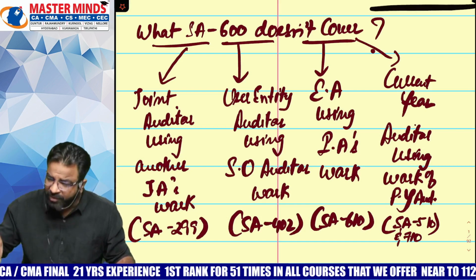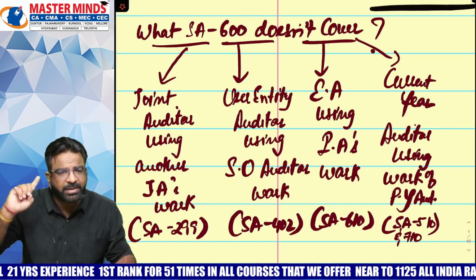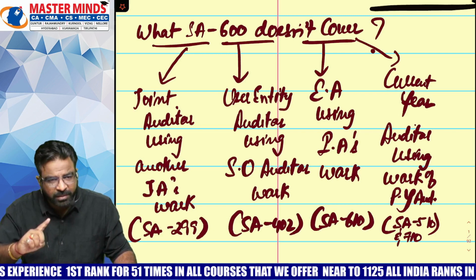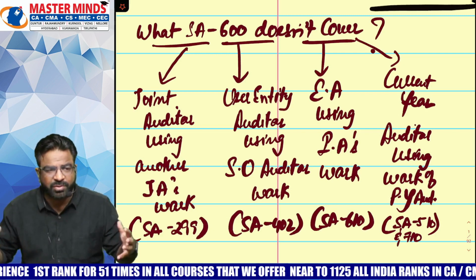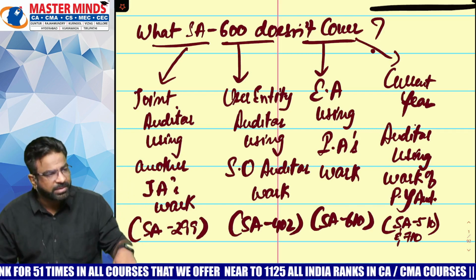What if one joint auditor is using the work of another joint auditor? That is covered in 299. Are you understanding the point? One auditor, another auditor does not mean any auditor. Principal using the work of component is covered under what? 600.